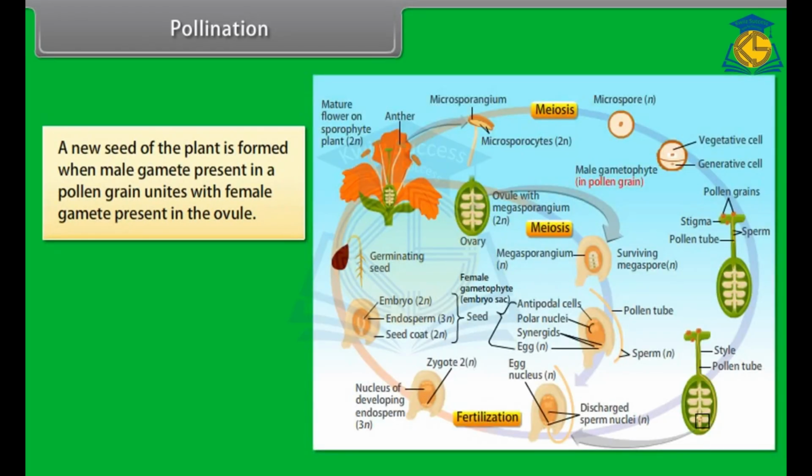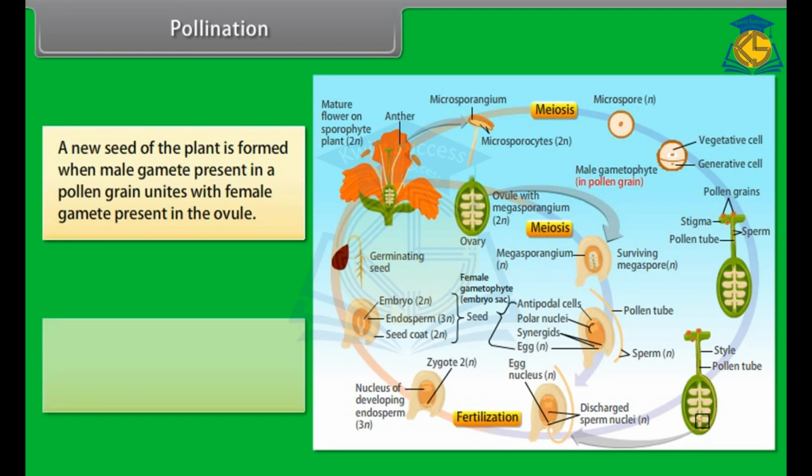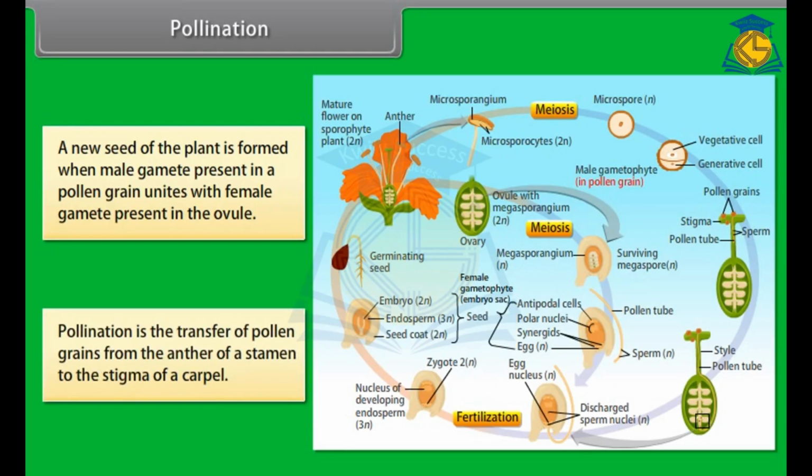Pollination. A new seed of the plant is formed when male gamete present in a pollen grain unites with the female gamete present in the ovule. Pollination is the transfer of pollen grains from the anther of a stamen to the stigma of a carpel.